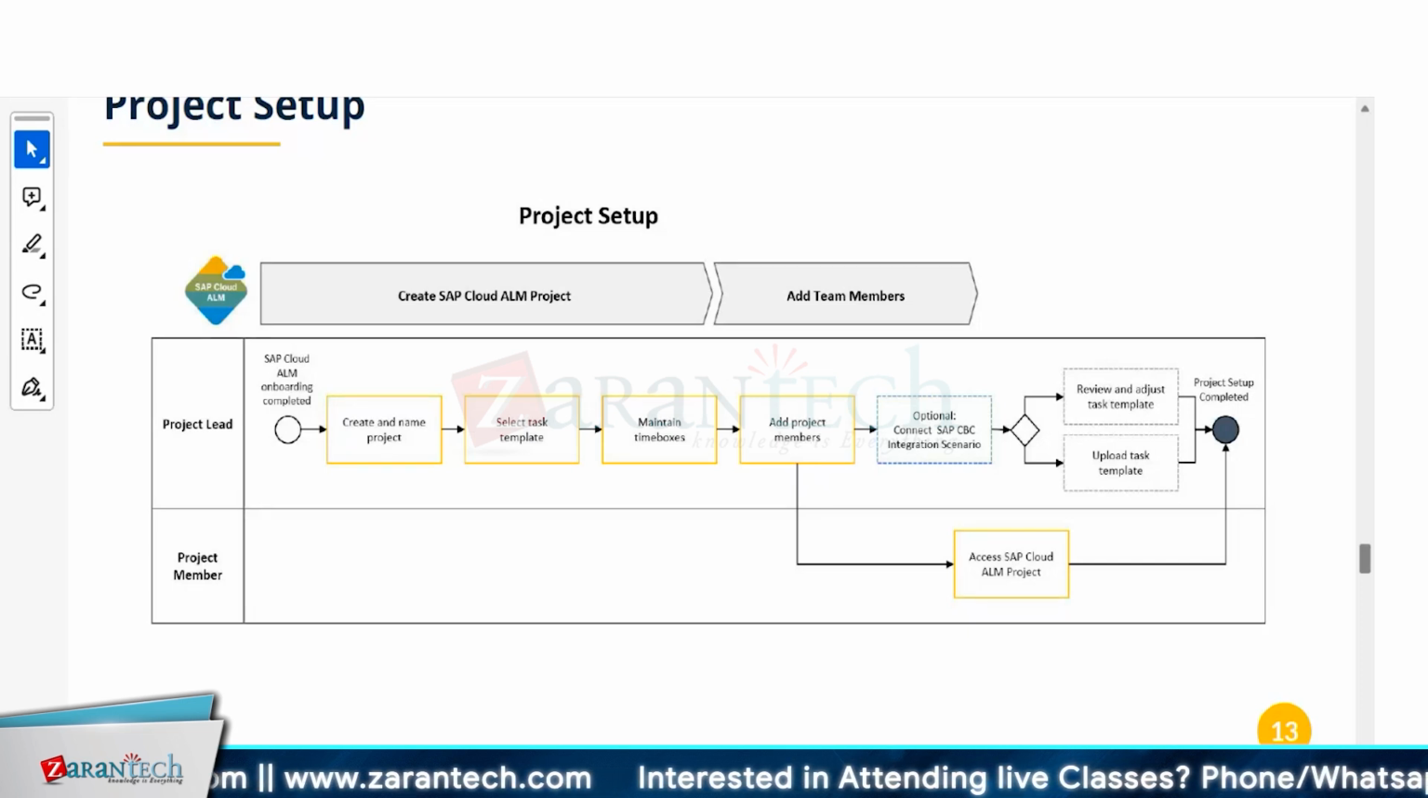And when you have added the project members, you have to give them roles, right? Maybe based on a team will have a lead and different people working under the lead. So you can give different roles to different teams, right? Again, connect to SAP CBC integration is optional. If you don't want to use it, it's optional. And once you have added the project manager, milestones and sprints, then your project setup is completed, right? That is the starting point of your project implementation in Cloud ALM.